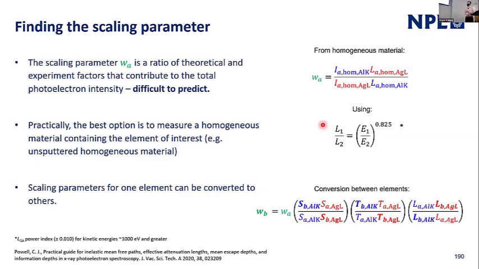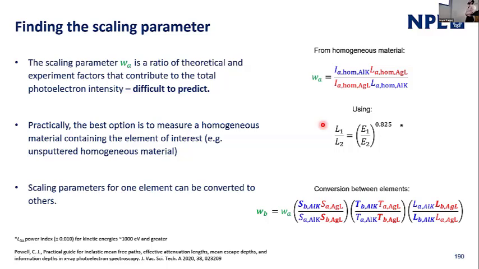So the question is, how do we find that scaling parameter? Now, it should actually be fairly straightforward. Really, it's just a ratio of the theoretical and experimental factors that would contribute to that total photoelectron intensity. So, we can go find those values in databases and literature, but getting the right combinations of them in order to get the correct scaling factor is actually quite difficult to do. It's difficult to predict, basically. So actually, the easiest thing to do is to just measure your material. So measure a homogeneous material containing whatever element of interest you have, and from that you can then calculate your scaling factor. And that's what's represented by that top equation there.